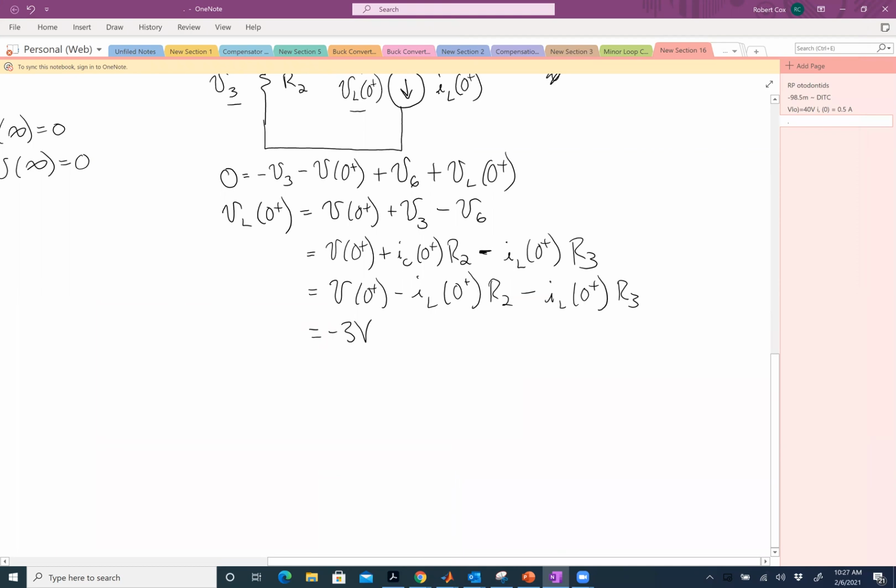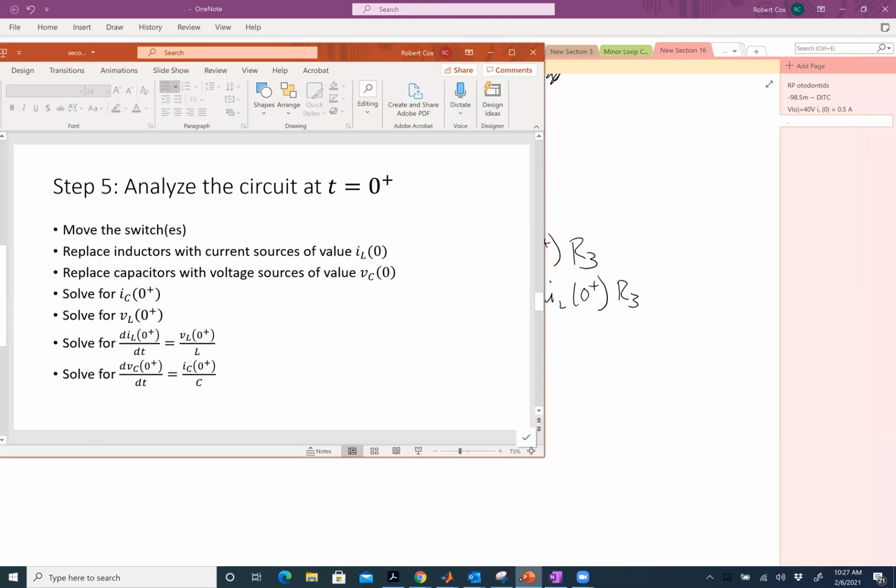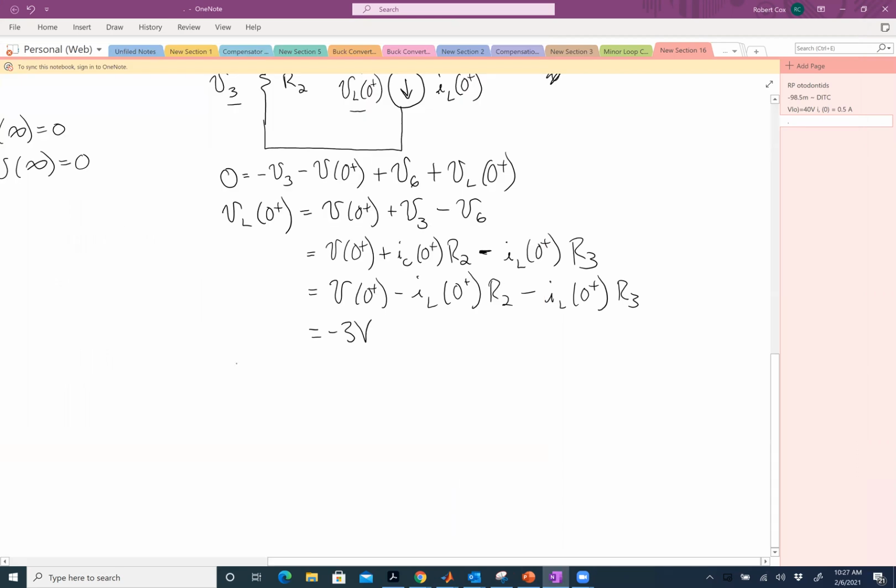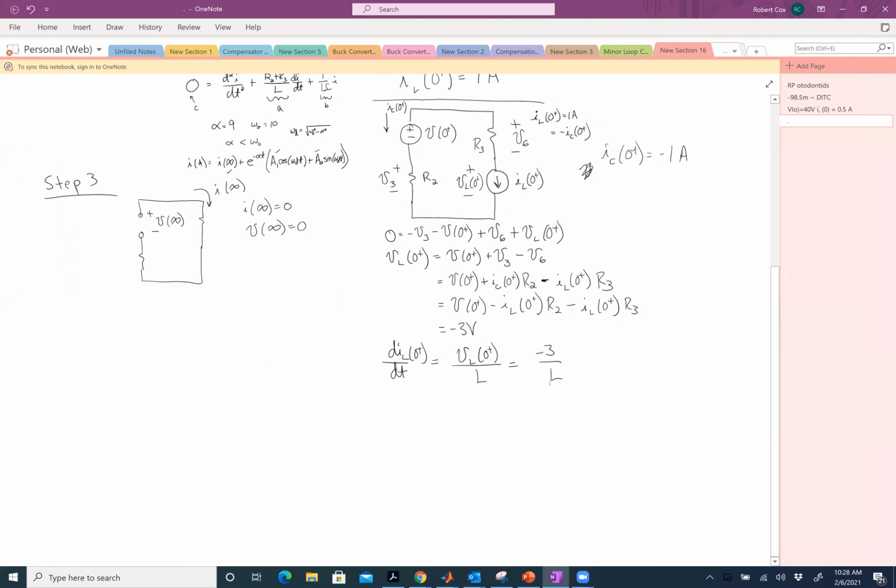Now the last step is to find dIL by dt at 0 plus. So dIL by dt at 0 plus is equal to VL at 0 plus divided by L. So that's -3 divided by L, and I'm going to let MATLAB calculate that for me. All right, that's my step 5. Now I'm done. I have everything I need.